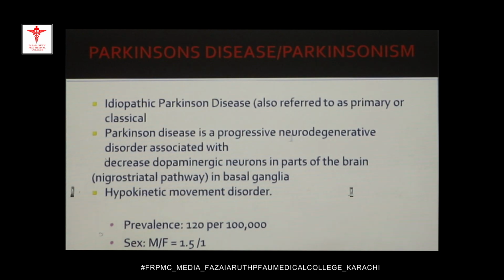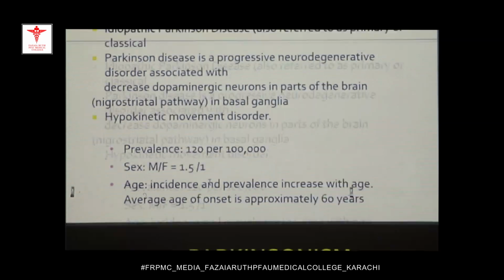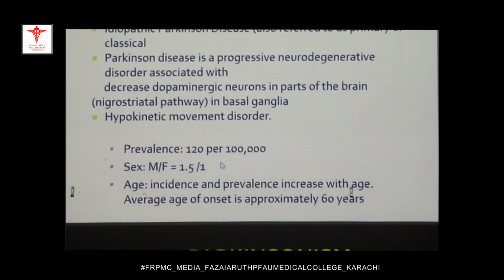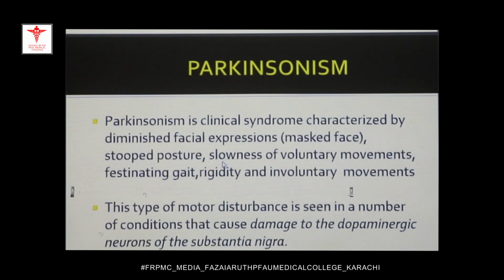It's basically a progressive neurodegenerative disease associated with damage to the dopaminergic neurons in parts of the brain, mainly the nigrostriatal pathway, that is the fibers projecting from the substantia nigra to the striatum in the basal ganglia. So it is a typical example of hypokinetic movement disorders, meaning decreased activity and decreased movement. Prevalence is 120 per 100,000 with slight male preponderance. The incidence increases with advancing age, especially above the age of 60 years.